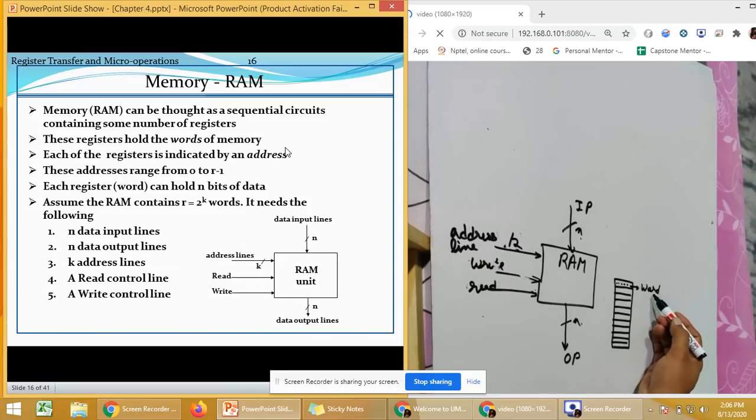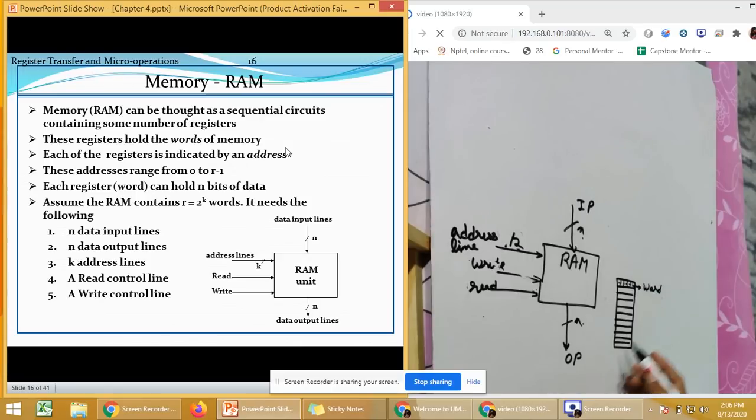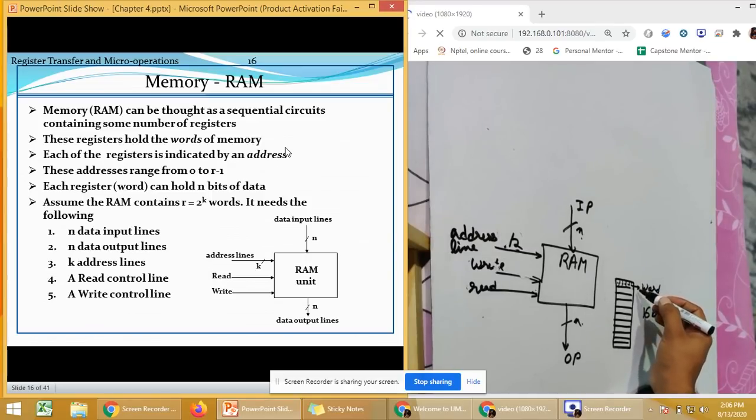If there are 8 bits in this one row, then we will say that the word length of this RAM is 8 bits. If there are 16, then we will say that one word of your memory is storing 16 bits. This is known as one word. Okay, so this is a word, and these are the total number of words.